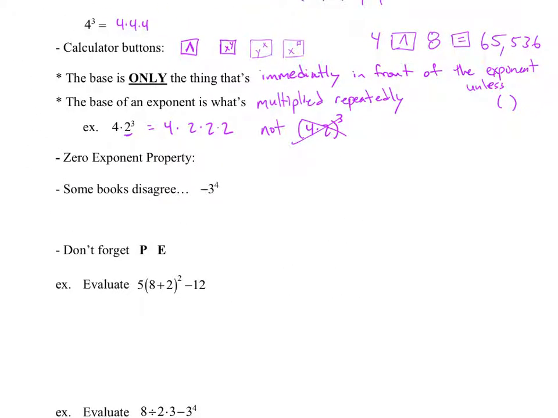I'm not sure how often this comes up, but here's the property. If you have any number but 0 to the 0 power, it's always going to equal 1. For example, 5 to the 0 power equals 1. 100 to the 0 power equals 1. So anytime you have something to the 0 power, it equals 1.